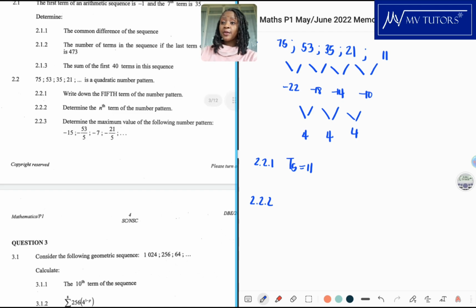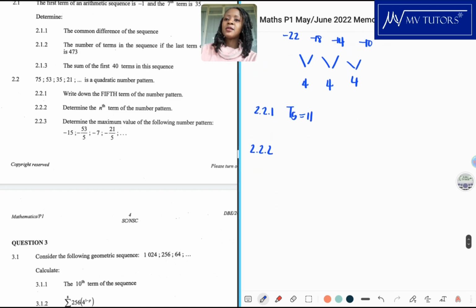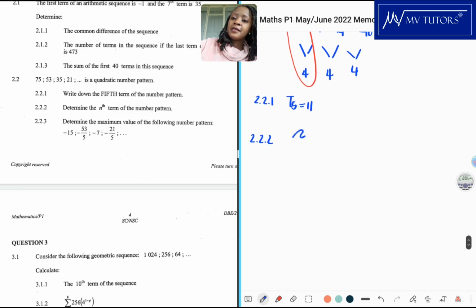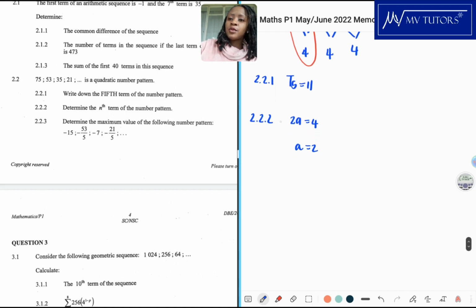Determine the nth term of the number pattern. Okay, so we know if we're going to get the nth term, I'm basically concerned with the first diagonal column. Okay, and then what I'm going to do, I will start at the bottom there and say 2a is equal to 4. Therefore, a is 2. Then I would then go to 3a plus b. If you're not sure where we're getting the 2a, the 3a plus b, please check out our sequence and series lesson. I do describe that in full.